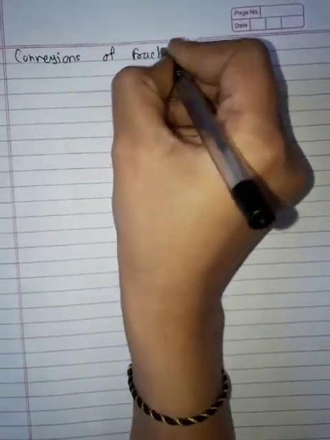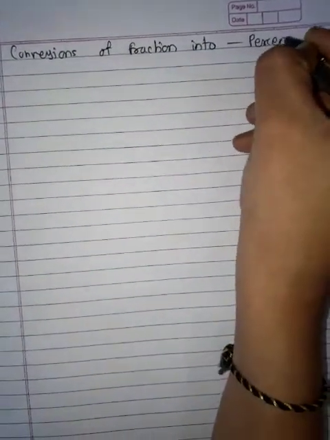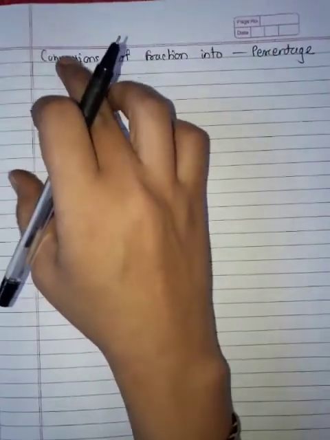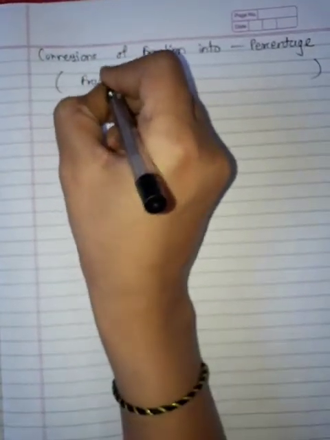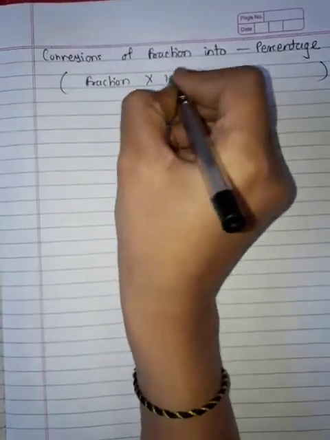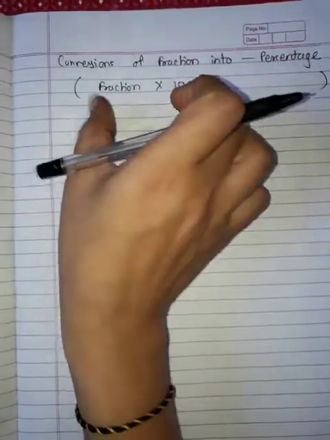Now there is the next point, that is conversion of fraction into percentage. So we are going to study the next concept, that is conversion of fraction into percentage, meaning how to convert a fraction into a percentage. To convert a fraction into a percentage, we multiply the given fraction by 100. So this is the concept.